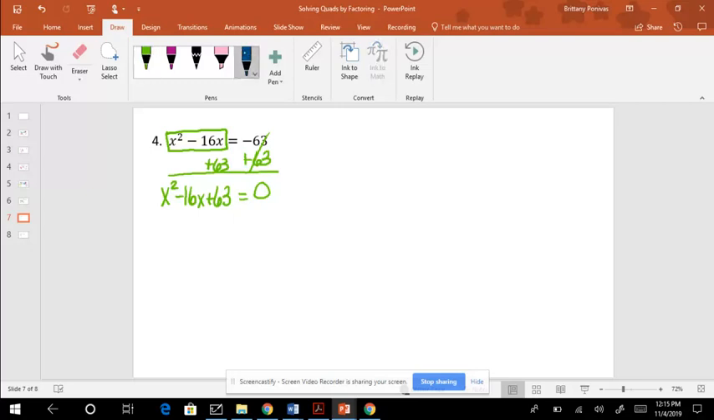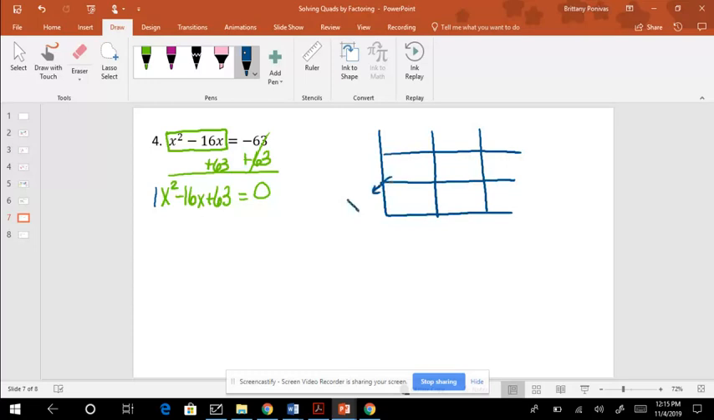Checking for GCF first, 1, 16, and 63 have nothing in common. There's not an x in everything, so we have to see if we can box. So off to the side, you're going to draw your 2 by 2 box that takes up 3 lines. X squared out of the first corner, negative 16x out of the middle corner, and a plus 63 out of the last corner. X squared comes in, 63 comes in as well as a positive number.